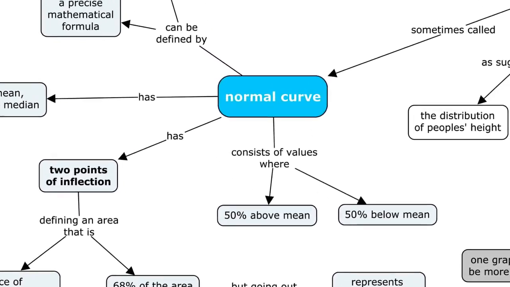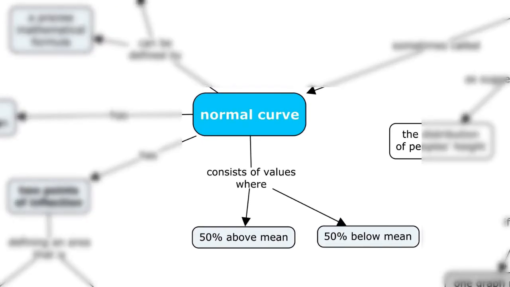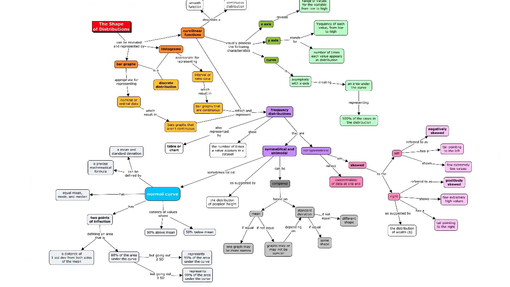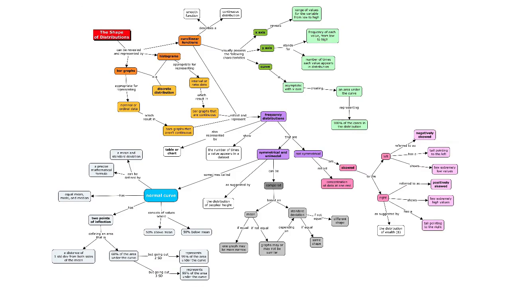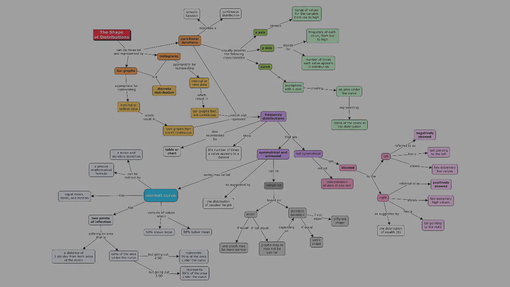Last but not least, in a normal curve, 50% of the values occur above the mean, and 50% of the values occur below the mean. And with that, this completes our full concept map for the shape of distributions.